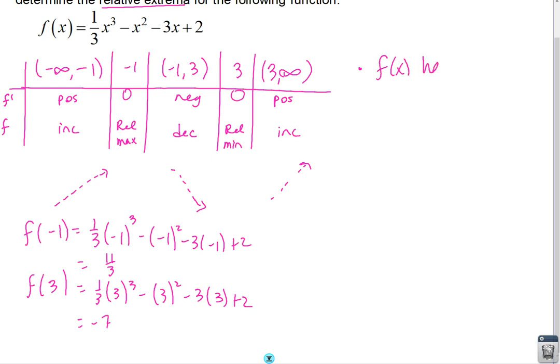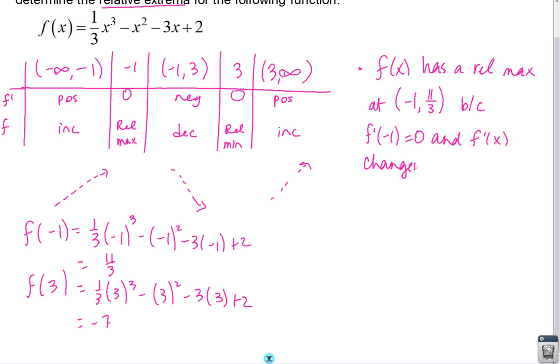F of x has a relative maximum at -1, 11/3. Just because -1 is listed first, I'll go with that. And I know this because f prime of -1 equals 0, and f prime of x changes from positive to negative. With that, that means that the function itself changes from increasing to decreasing. You only really need to write one.